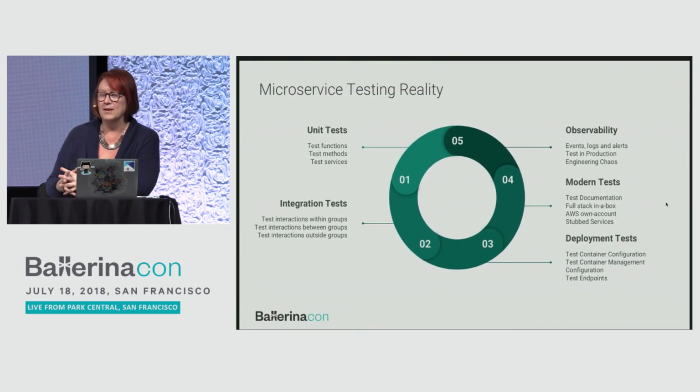So this is my view. Martin Fowler's really going to be upset because I don't consider it a pyramid. I consider it a circle. So I think that you're going to be doing some unit tests on your functions, methods, services. You're going to do some integration tests. You're going to test interactions within groups, between groups, and outside groups. You're going to do some kind of deployment tests. You're going to test container configurations, management, configuration, and endpoints. And then you might do what I call modern tests, like AWS own account for developers and so on.